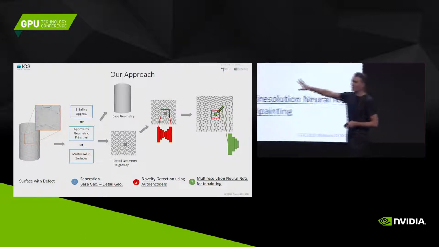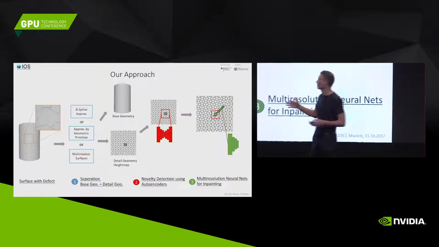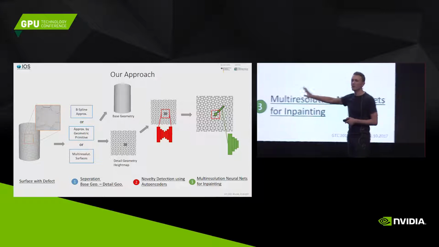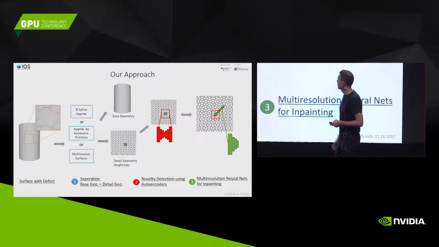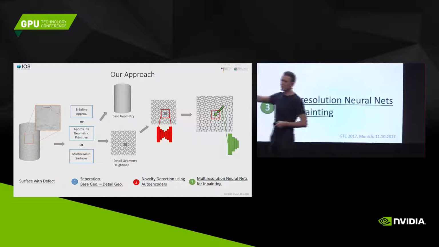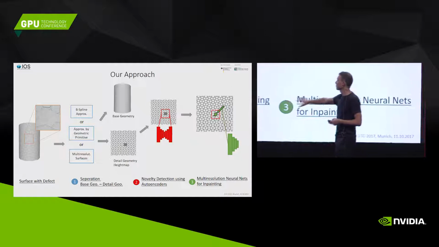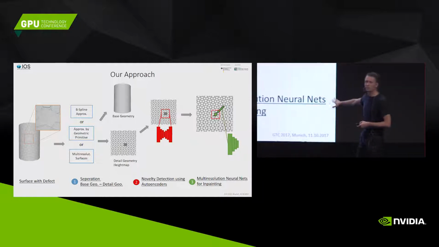And after separation, so this is really kind of like the cheat I was talking about earlier. After the separation, we can process our detailed geometry height map with deep learning. And that is very cool. So I'm not going to go into detail on separation. We use deep learning here for separation, but due to time constraints, I will only talk about novelty detection and multi-resolution neural nets for in-painting.